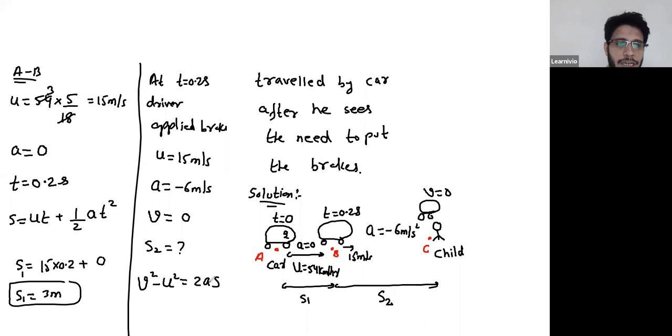Why not first or second? First is not suitable because the time is not there. So v square minus u square is 2as. So v is 0, your u is 15 square, your acceleration is minus 6, your displacement is s2.